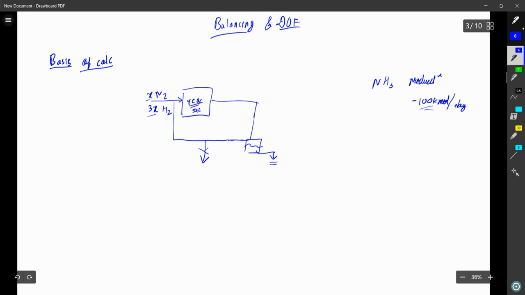Instead of x and 3x, you can be even more specific. You can keep x equal to 100. It can be any number of your choice. X can be even 10. So you take some specified x, which simplifies the calculation.